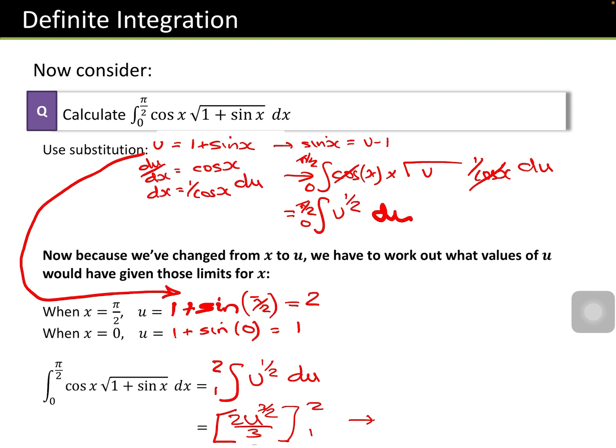We substitute in and simplify, and we should end up with 2/3 lots of 2 root 2 minus 1. Okay, obviously make sure you substitute in properly and subtract and simplify. Okay. Big thing with this, make sure you adjust your limits accordingly as well.